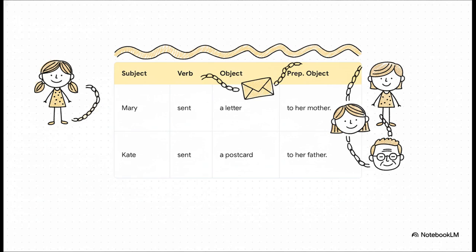Just look at how the parallel structure works. We have a similarity chain for the sender, Mary, Kate. Another for the item that was sent, letter, postcard. And a third for the recipient, mother, father. Because they all slot into the exact same grammatical pattern, subject, verb, object, it creates this really powerful, cohesive rhythm.